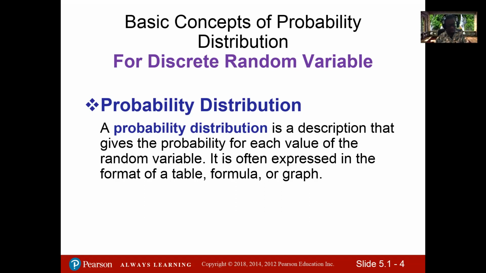And the probability distribution, if it's a probability, then for any value of the random variable, we'll have a probability between 0 and 1 inclusive. A probability distribution is defined as the description that gives the probability for each of the values of that random variable. It is often expressed in the format of a table, a formula, or a graph.